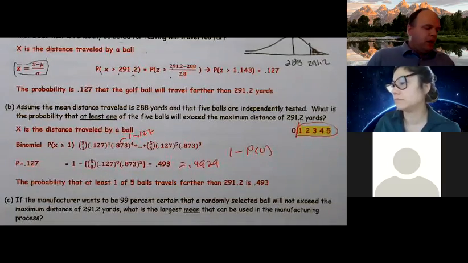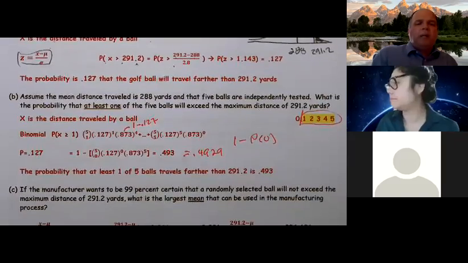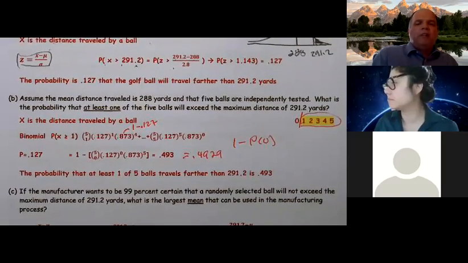All right? All right, part C. If the manufacturer wants to be 99% certain that a randomly selected ball will not exceed the maximum distance of 291.2 yards, what's the largest mean that can be used in the manufacturing process?